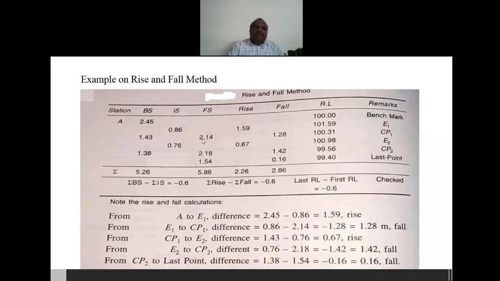And while doing the rise and fall method, you should keep it in mind: foresight value should not be used for the subtraction. Then the third step, that is 1.43 minus 0.76, you will get a rise. Once again, 0.76 minus 2.18 will give a minus value. So you can easily make the difference. So we are not using the foresight value for the subtraction, but it is used for the present.